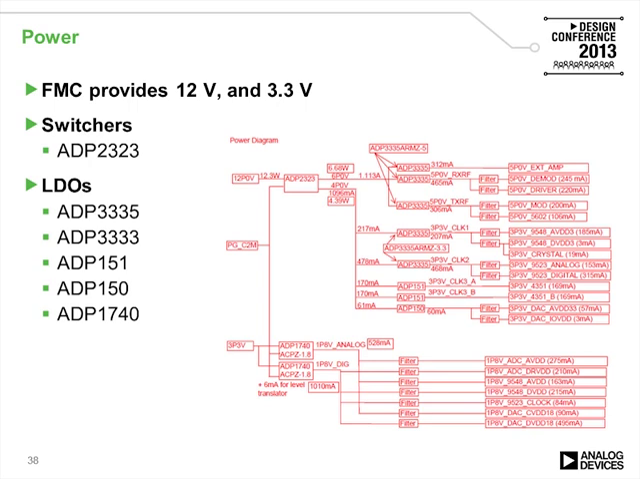From a power perspective, FMC as a standard provides 12 volts and 3.3 volts and an adjustable voltage. So on this system, we typically use just the 12 volts and 3.3, and those would drive the entire system. To do that, we have one switcher, the ADP2323, and then just a few LDOs on the system, from 2 amp LDOs to the smaller 150 milliamp or 400 milliamp LDOs.